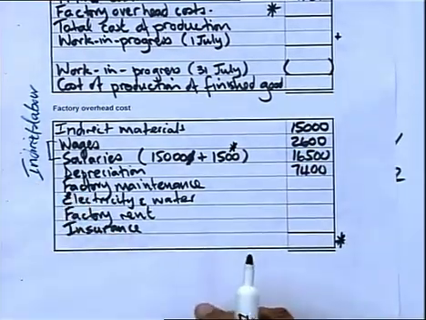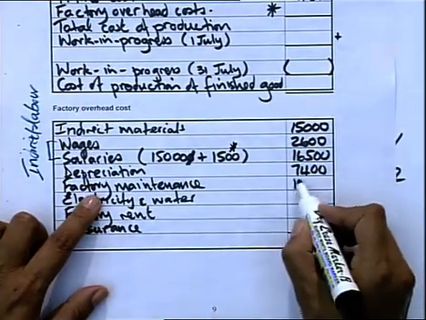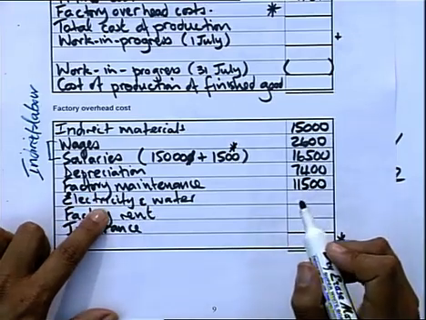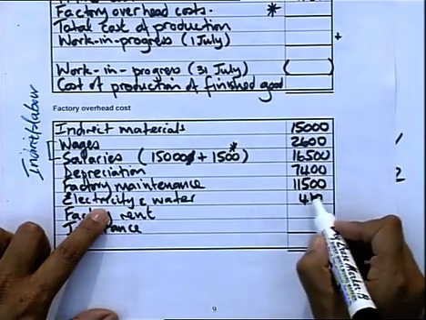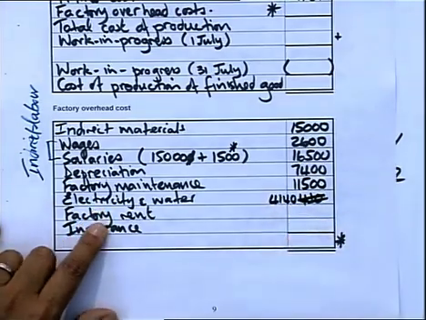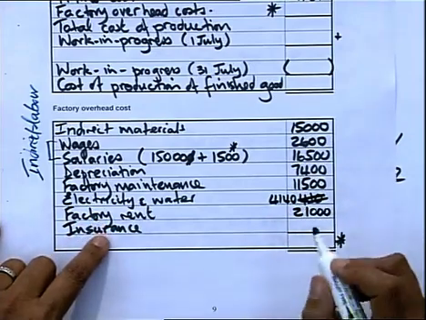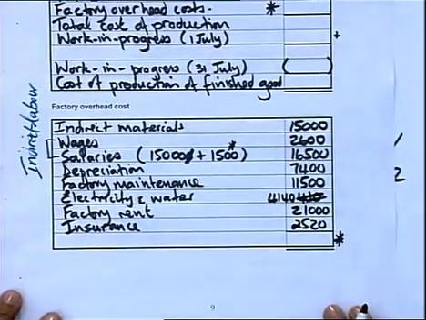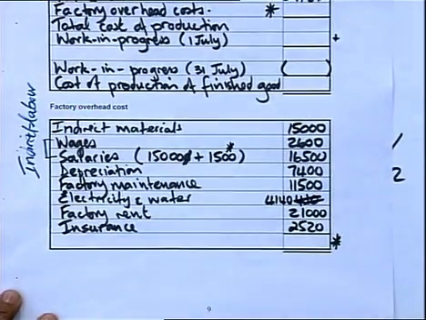Factory maintenance. Let's just look at that one. The factory maintenance was 11,500. Okay, water and electricity, we worked out to 4,140. And factory rent, remember, we worked out to 21,000. And then insurance, we worked out to 2,520. That is when we worked out our ratio, our proportion. So all we have to do is add this up. Okay, let's add this up.